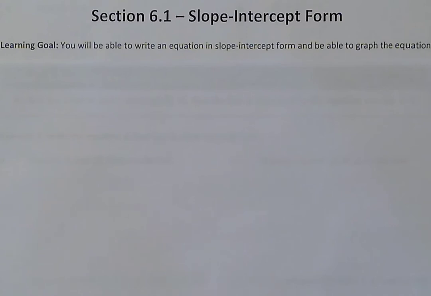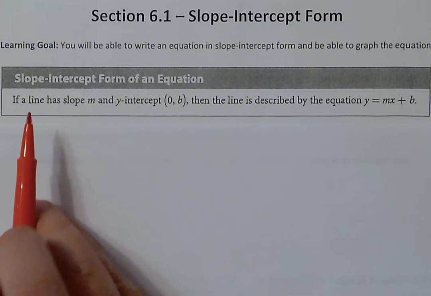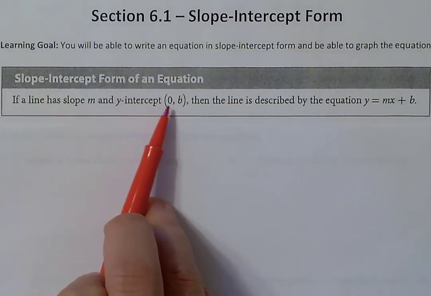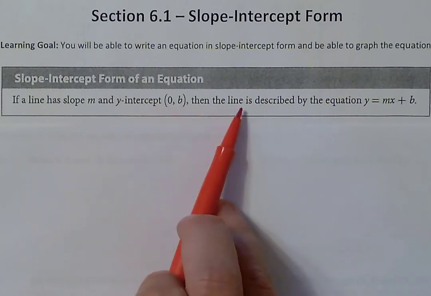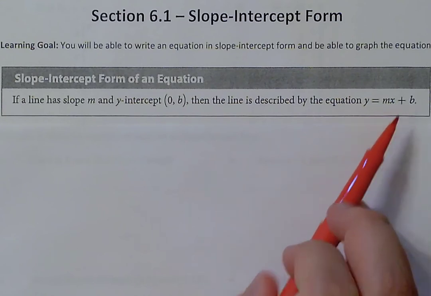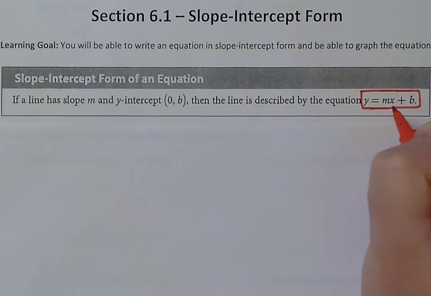Now, slope-intercept is hopefully something you have had some exposure to in the past, and slope-intercept for us today is going to be this idea of y equals mx plus b. So slope-intercept form of an equation: if a line has a slope m and a y-intercept (0, b), then the line is described by the equation y equals mx plus b. So this is what our equations are going to look like at our end result, and what we're going to use today is this y equals mx plus b.